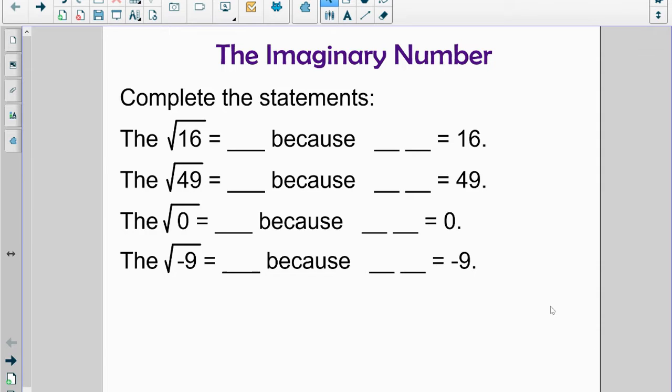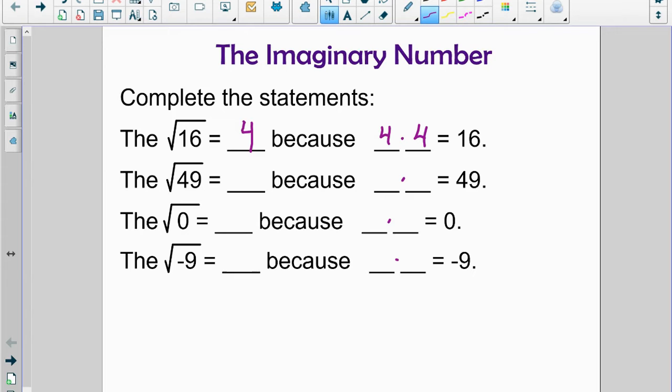Those are imaginary numbers. So to give you a little perspective on what an imaginary number is, we have to first talk about what we already know to be true. Here are some statements I'd like you to think about how to complete, and I'll model the first one for you. It says the square root of 16 equals blank because blank times blank equals 16. Now, in order for us to take the square root of 16, that means that we're trying to take a number times itself to equal 16. Well, we know that 4 times 4 is 16, so the square root of 16 is 4.